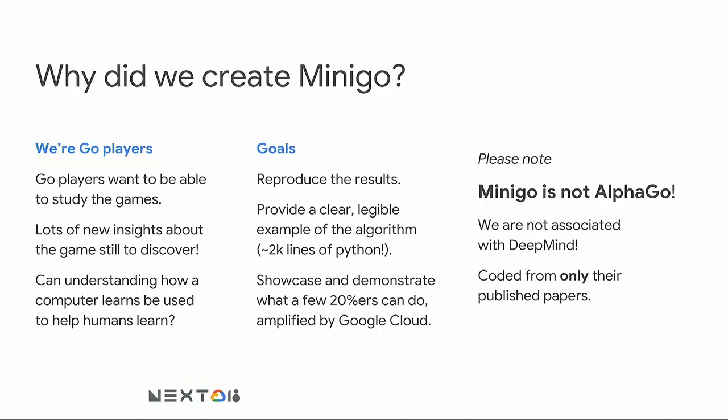I need to emphasize right here at the beginning that Minigo is not AlphaGo. We're not affiliated with DeepMind. We're not associated with DeepMind. I've coded this entirely from just their published work. I don't have access to their source code, and I haven't used their source code to verify it. So why did I do this at all? If DeepMind has created AlphaGo, why did I need to make Minigo?